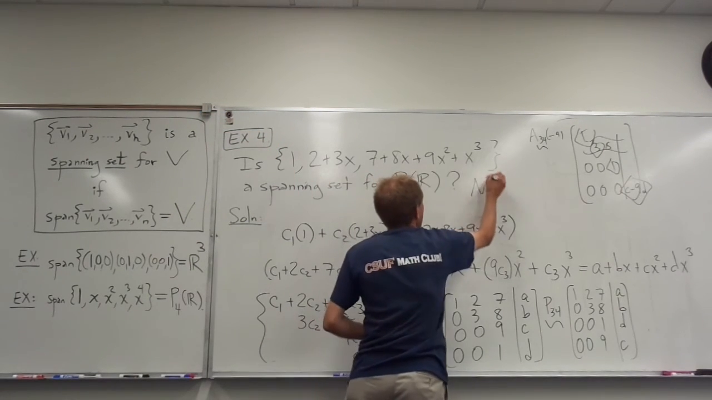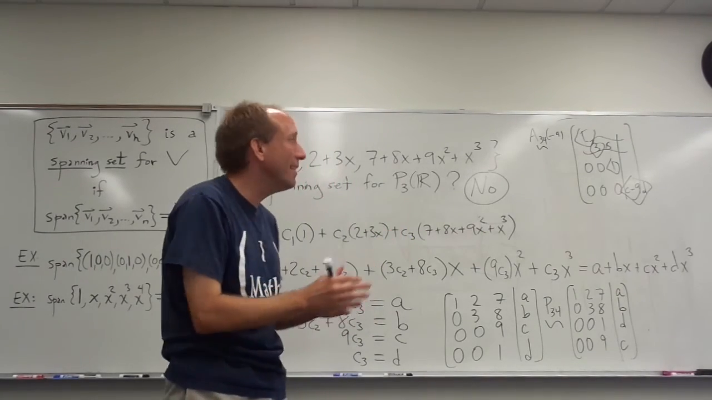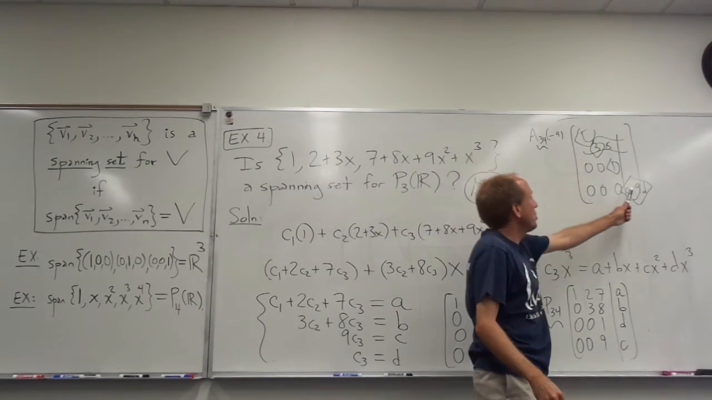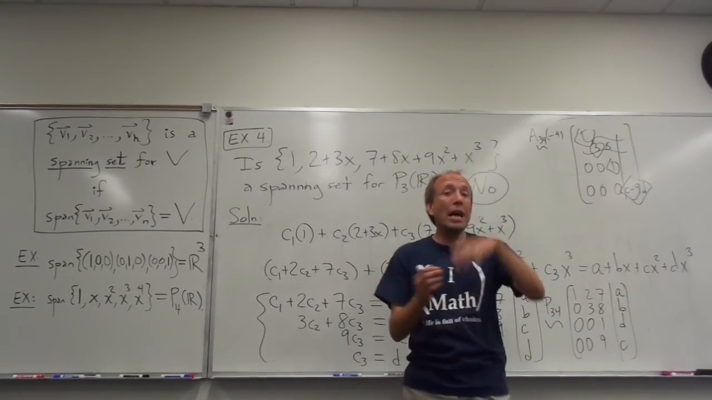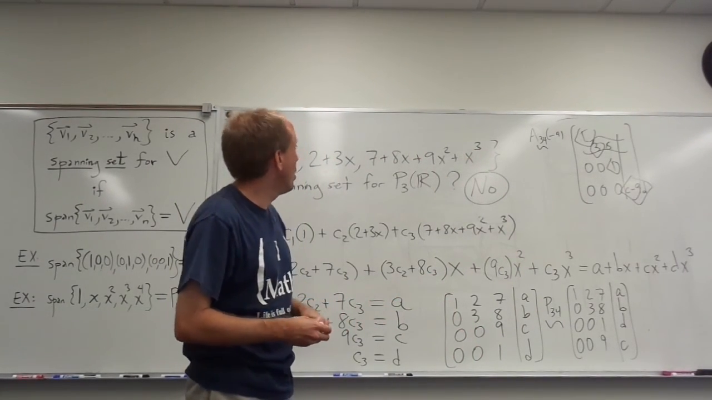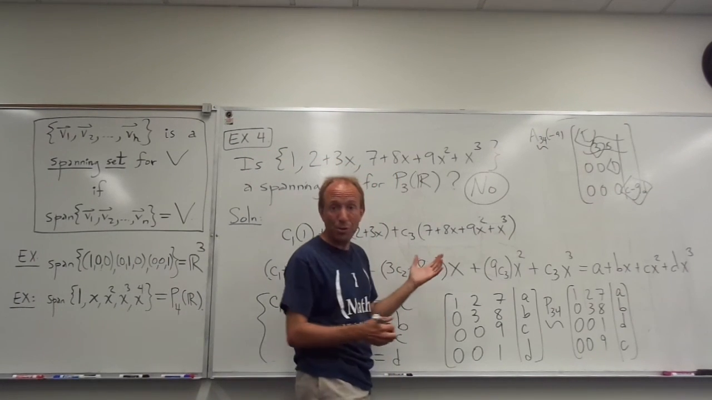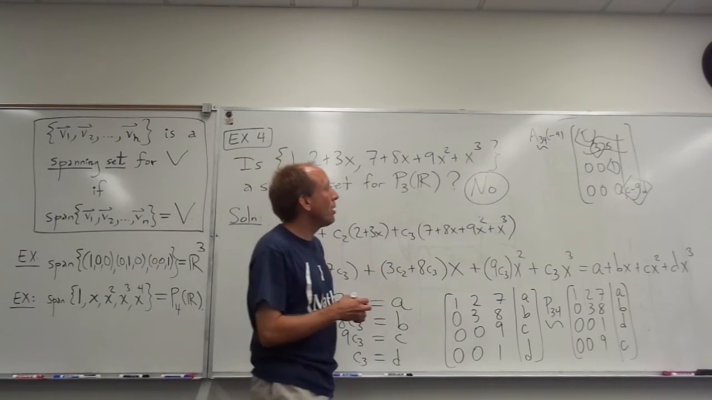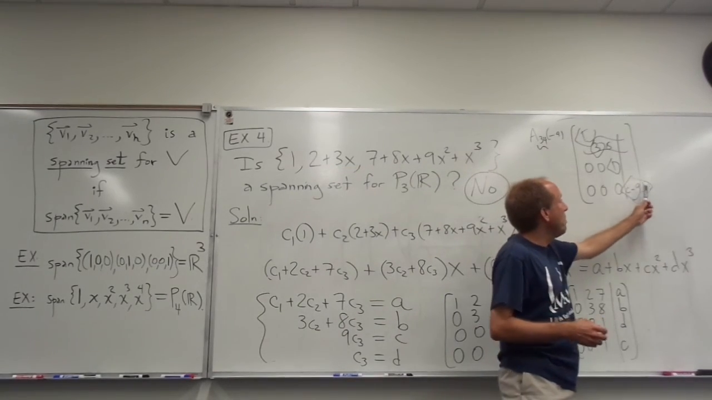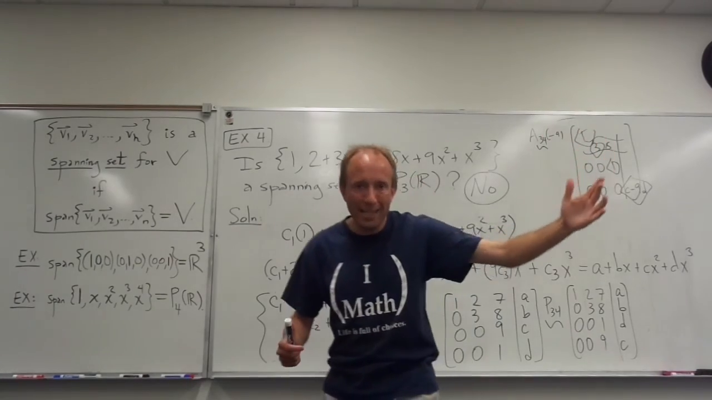So we have to say no again. If there's even one choice of c and d that forces this number to be non-zero in that far right column, then we don't have a spanning set, because there are going to be some polynomials where the c and d make it impossible to avoid this pivot going into that last column.